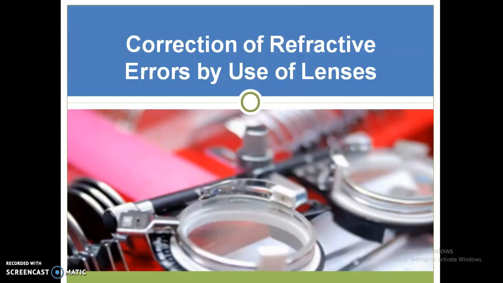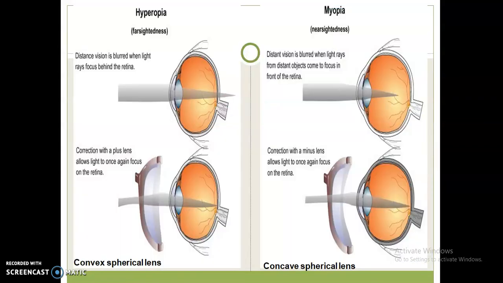Then correction of the refractive errors by use of lenses. We already saw the use of glasses for myopia and hyperopia. In myopia, we will be using the concave spherical lens, and in hyperopia, we will be using the convex spherical lens, and the image will be formed correctly instead of the problem.